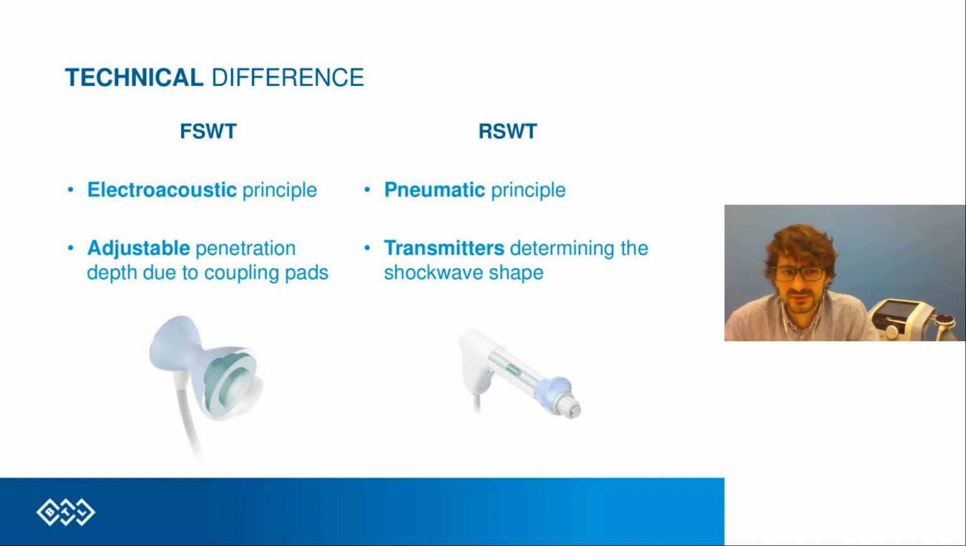When it comes to the technical difference, as I mentioned in the beginning, our focus shockwave is based on the electroacoustic principle, whereas the radial shockwave is based on the pneumatic principle driven by compressed air. Another technical difference is that you are able to adjust the penetration depth due to the coupling pads, and you are able to position the maximum intensity area however deep you want. Whereas with the radial shockwave, you have these transmitters that are more like changing the shape of the wave, not the penetration depth.